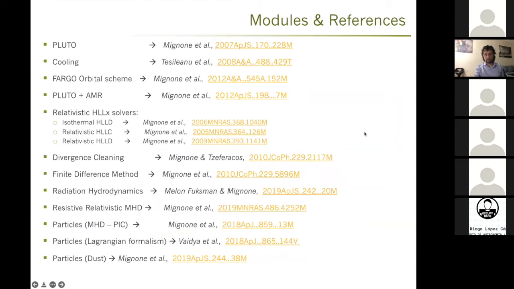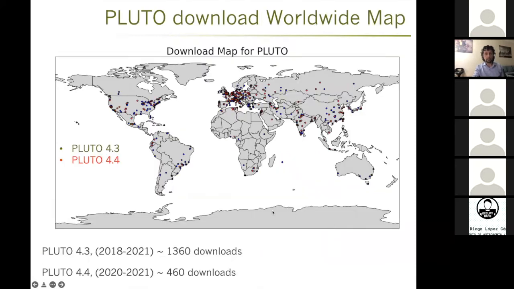Well, I guess we can skip this. It's just a summary of all the references for all the modules. There is also, I forgot to mention this, a new module on radiation hydrodynamics, which works using the two-moment equations in a relativistic formulation derived by David Melon Fuchs and myself in 2019. Okay, this is our plan to rule over the world.